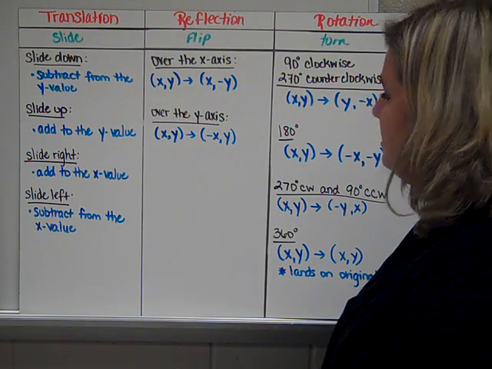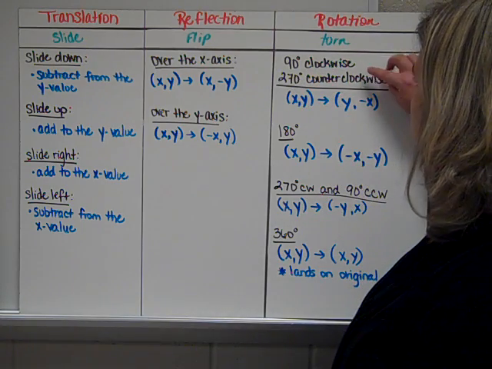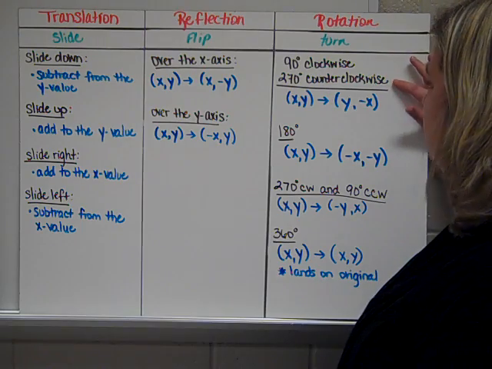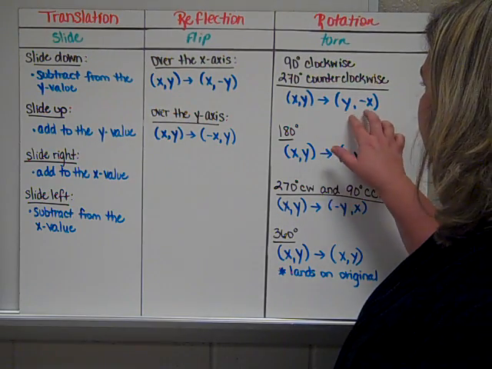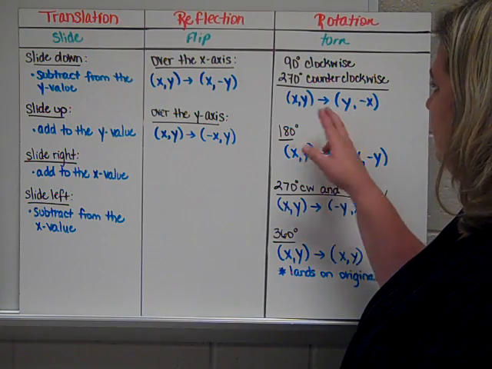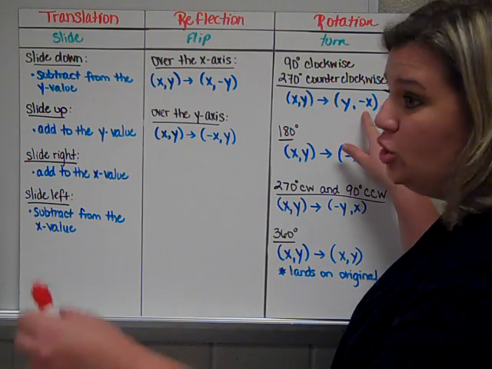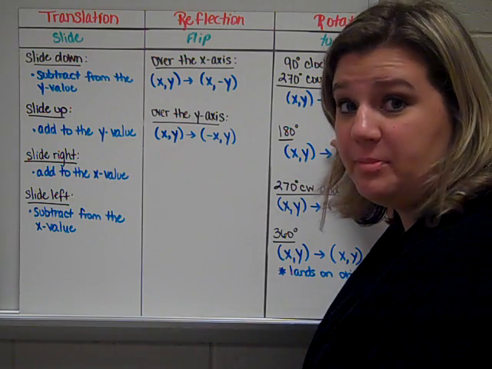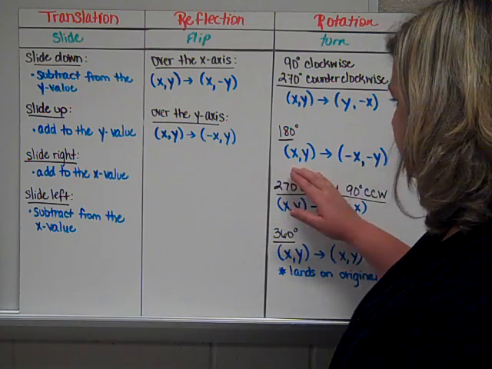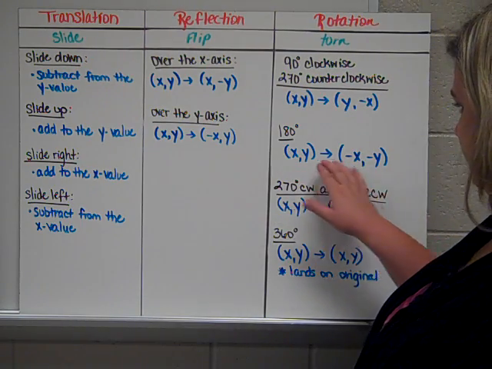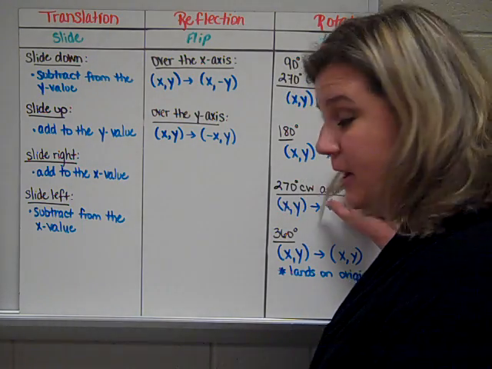Rotation is the transformation where we turn a figure. For 90 degrees clockwise or 270 degrees counterclockwise, the coordinates change positions. So now they flip, and then the new y coordinate will have an opposite value. If I rotate 180 degrees, they stay in the same position but opposite in value.